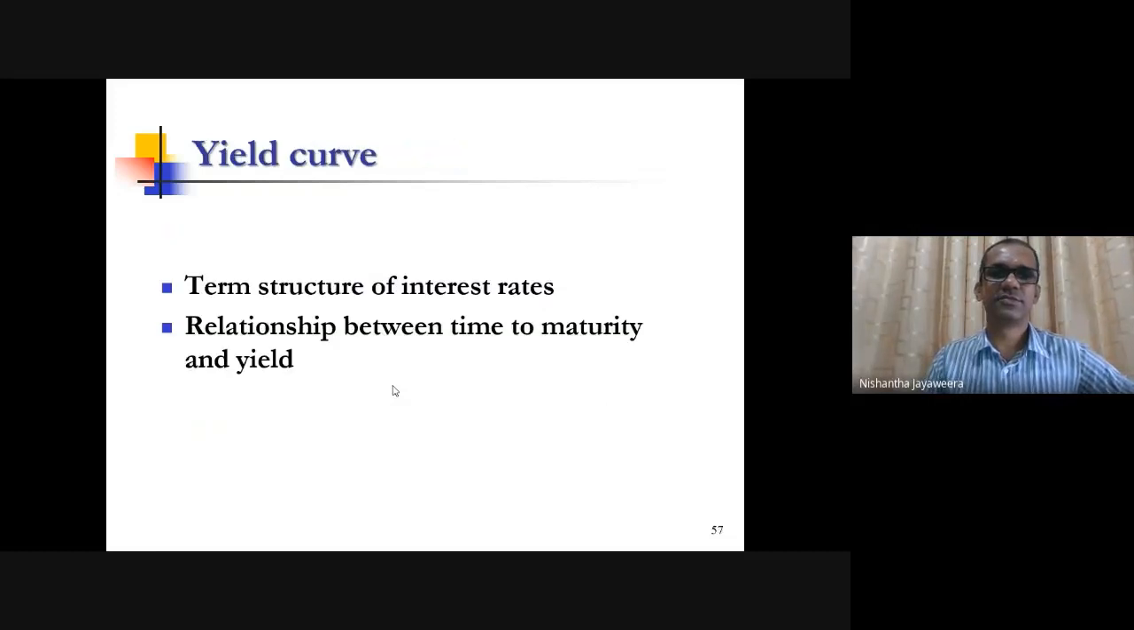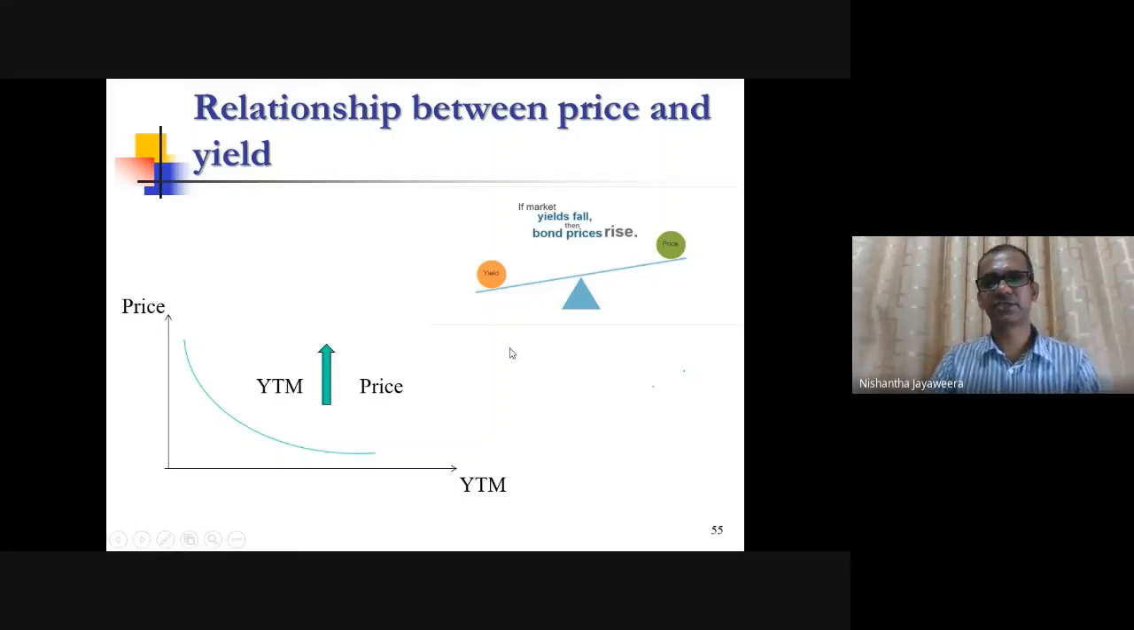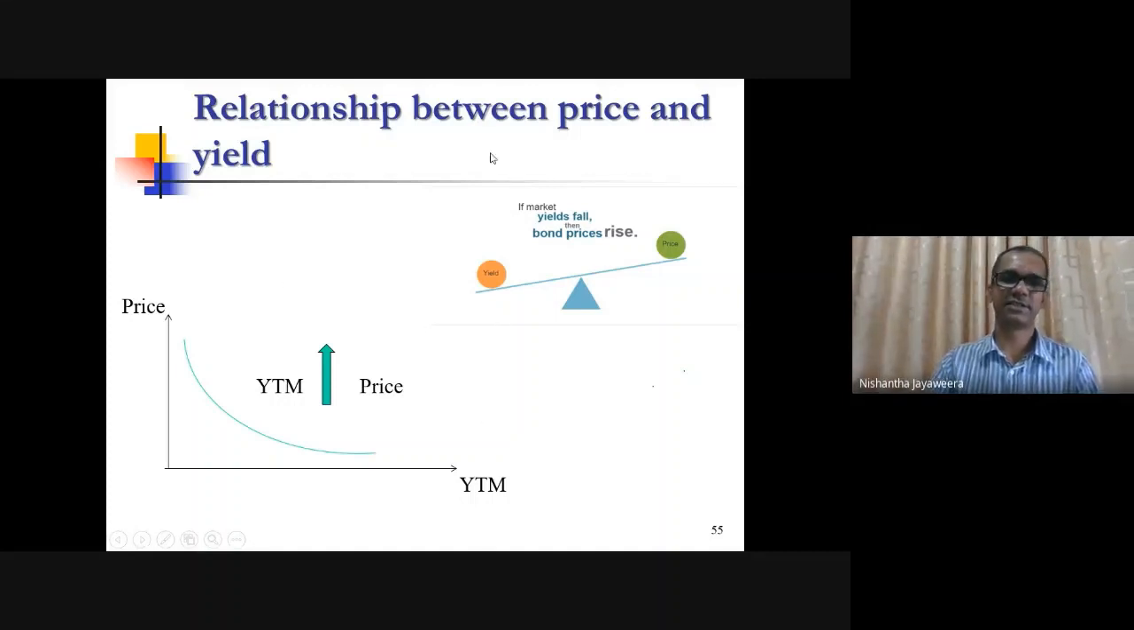So we'll move forward. The yield curve, which I mentioned earlier, don't get confused with this. This is not the yield curve. Still, I have seen when I asked students to construct or show a yield curve, they draw this. This is not the yield curve. This is the price yield relationship.